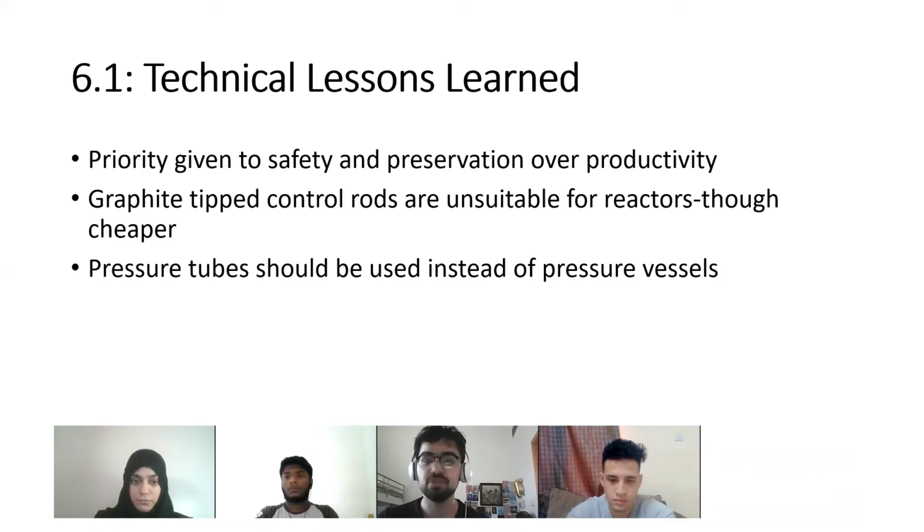Graphite tipped control rods are unsuitable for reactors, though they're cheaper. That's why they were chosen for Chernobyl. They were cheaper, and in order to reduce the cost, graphite was chosen. Now, they were badly used, that is there, but more suitable and better options are available today, including heavy water and light water, which are better and less reactive than graphite. Pressure tubes should be used instead of pressure vessels to transport the radioactive material within the reactors.